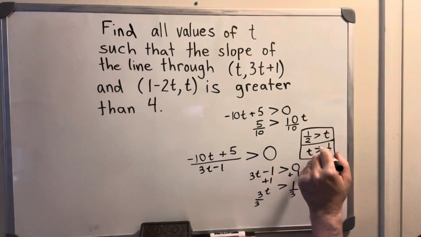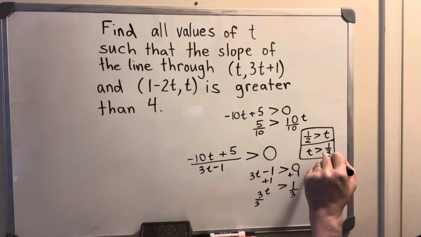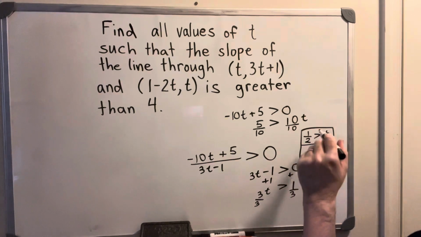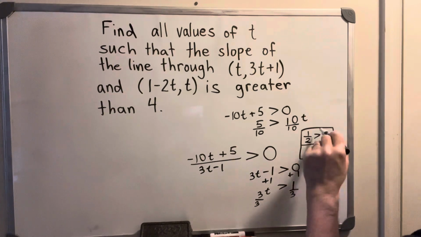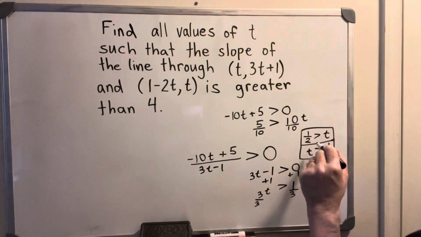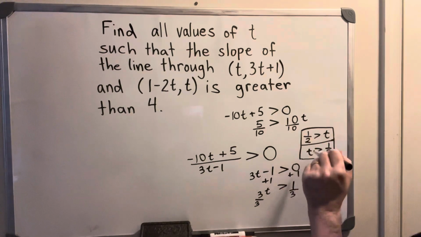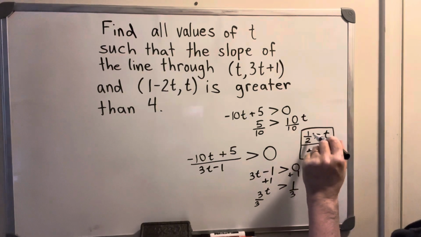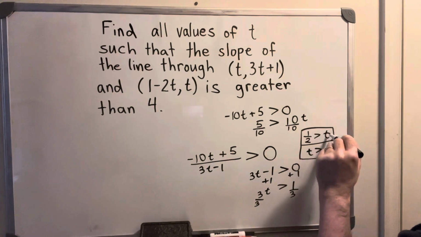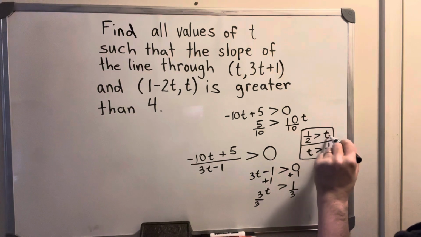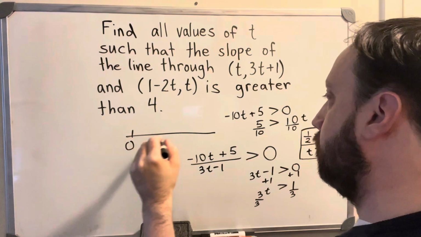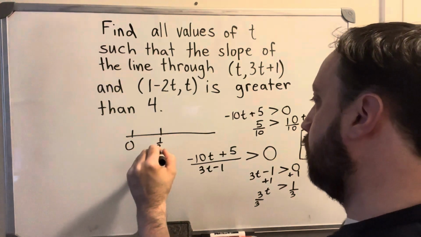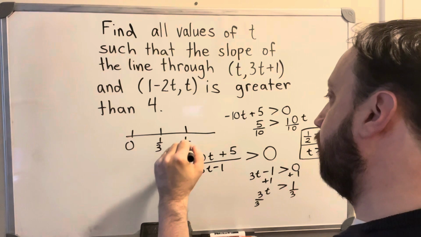Now we take both of these together, since they're both present in this fraction. Can t be greater than 1/2 and 1/3? Of course. What values of t make these both true at the same time? What's bigger? Oh, I made a mistake. On this one it says that 1/2 is greater than t. So t is less than 1/2. Let's draw a number line. Here's 0. Here's 1/3. Here's 1/2.